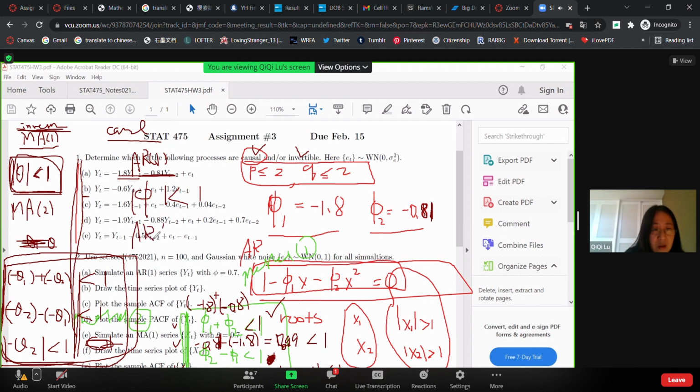AR2, so the AR part is AR2, you use these 3 conditions here, the green ones, to check if it is causal. And for higher order, say AR3, MA3, 4, you don't need to know that. You don't have to do that by hand. So just the first 2 orders, AR1, AR2, MA1, MA2.